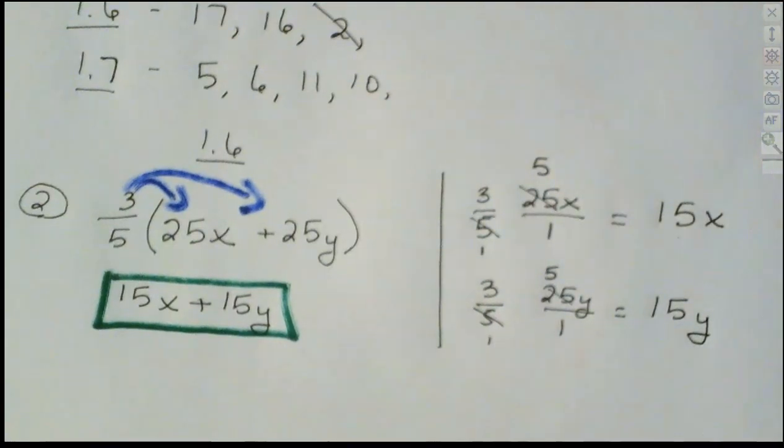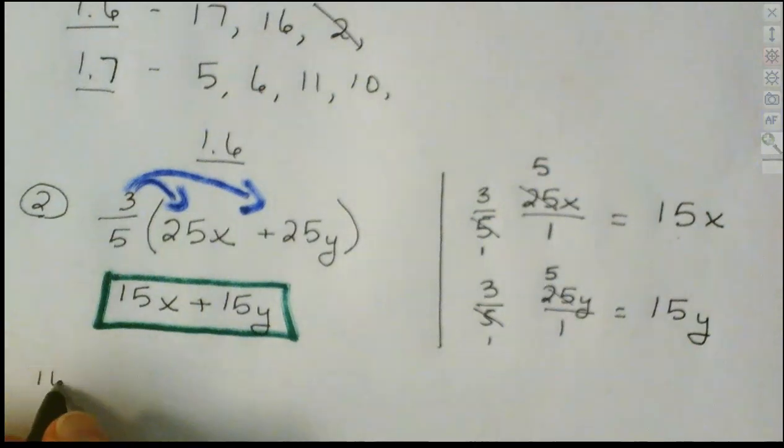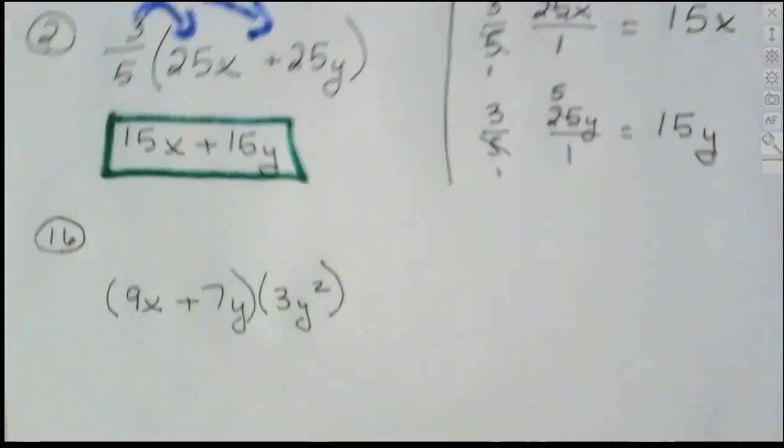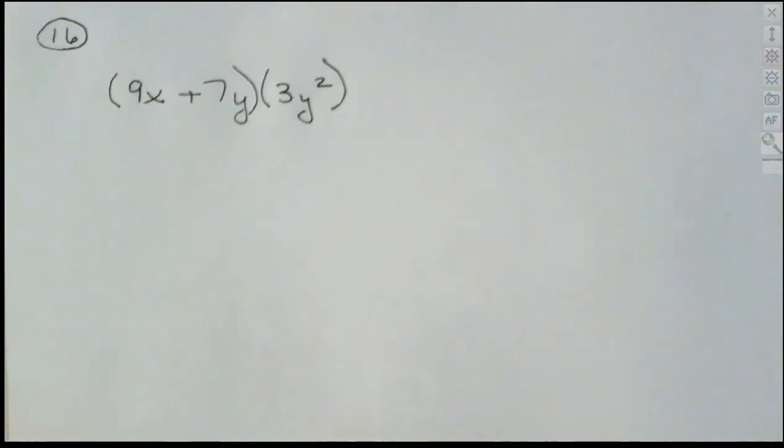Question 16. We want to choose the equivalent expression. And so what we've got here is 9x plus 7y out in front. And then we've got 3y squared behind. So we want to see which of these choices is the same.